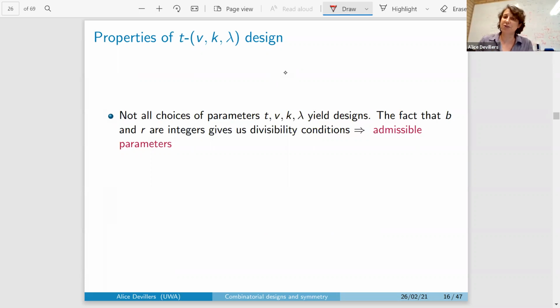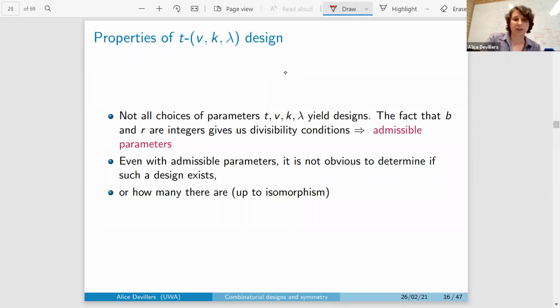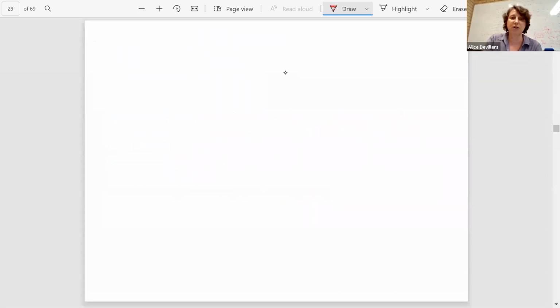So a set of parameters is admissible if this R and B are integers with these parameters. Even with admissible parameters, it's not obvious to determine if such a design exists, or how many there are up to isomorphism for a specific set of parameters. So these are not at all unique.